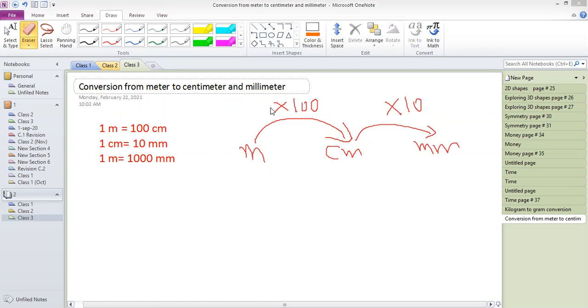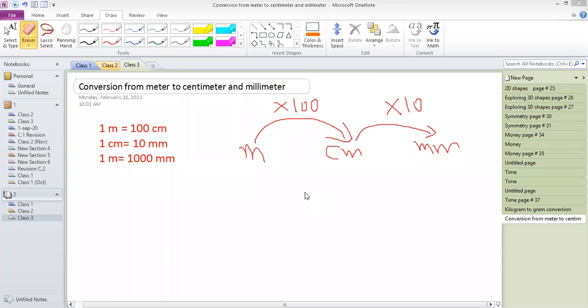You don't try to divide by 100 or divide by 1000 from meter to millimeter, because I'm going to tell you the conversion from meter to centimeter and millimeter. When I will tell you the conversion from centimeter and millimeter to meter, then I will tell you about the division. First, we are learning this concept. We will practice this concept, then we will move to another concept, and then we will practice that concept.